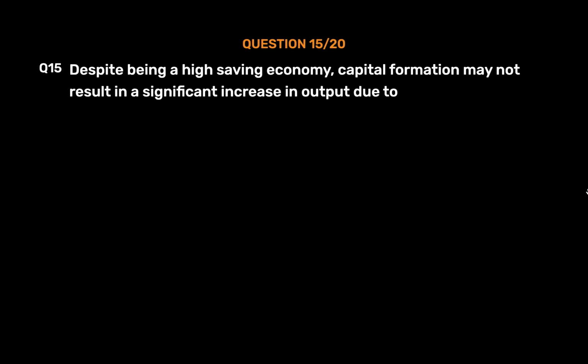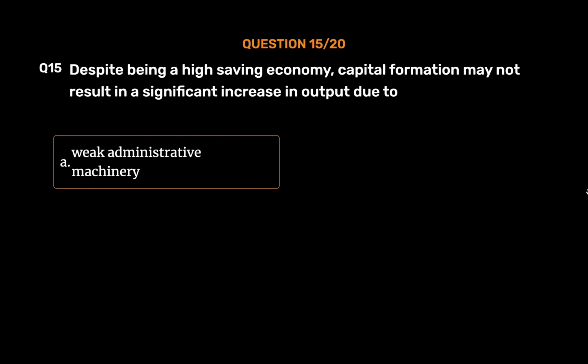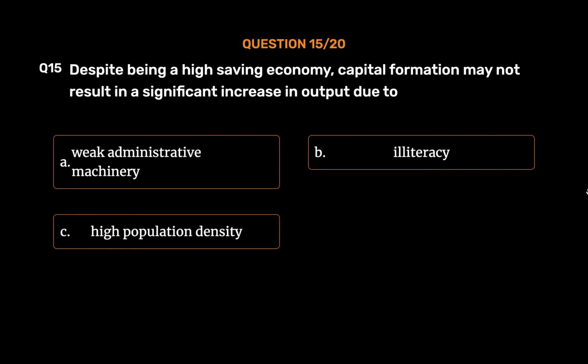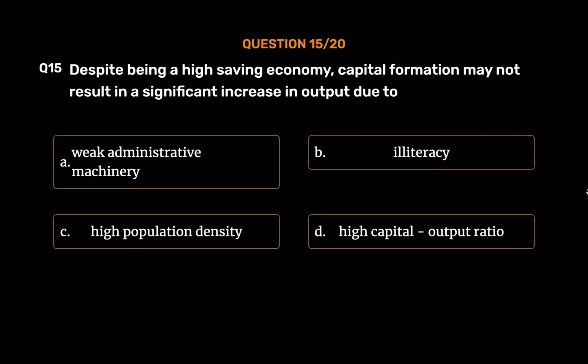Question number 15. Despite being a high-saving economy, capital formation may not result in a significant increase in output due to Option A. Weak administrative machinery. Option B. Illiteracy. Option C. High population density. Option D. High capital output ratio. The correct answer is Option D.